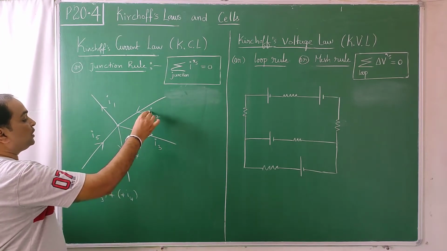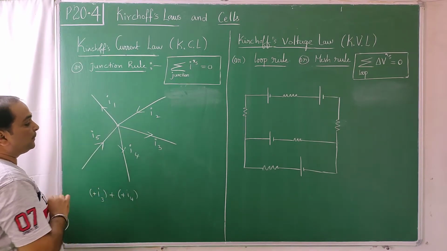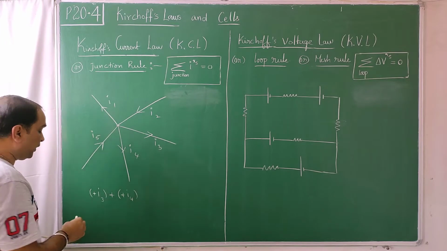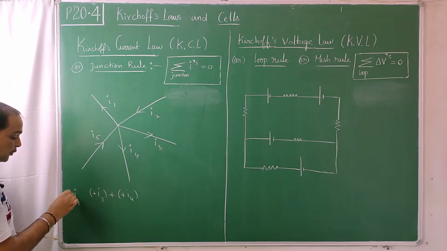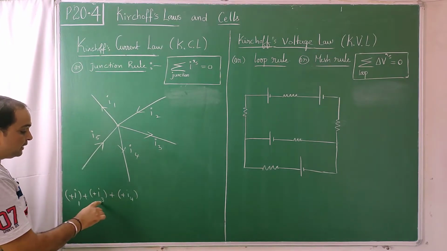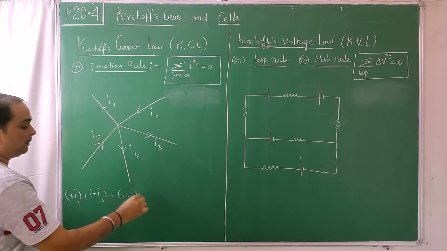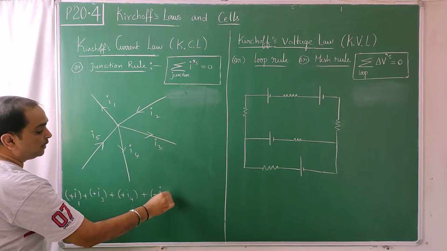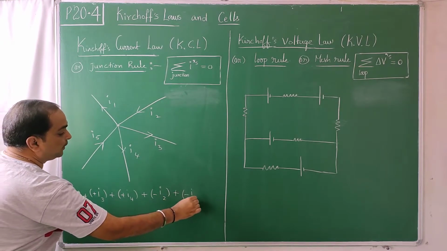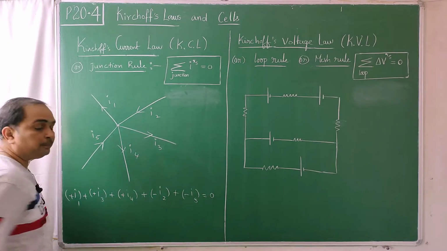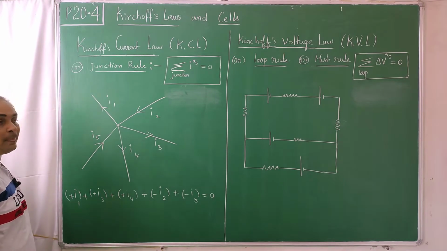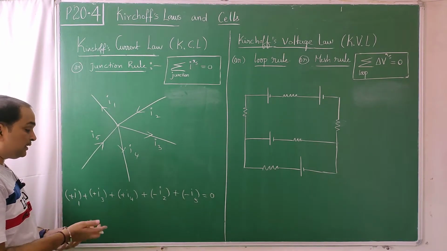Incoming currents: I2 is incoming, I5 is incoming, I1 was outgoing, so I1 I also take positive. I1, I3, I4 are going out, I2 and I5 are coming in, so I1 plus I3 plus I4 minus I2 minus I5 is equal to 0. If we make the opposite sign convention, it doesn't matter.